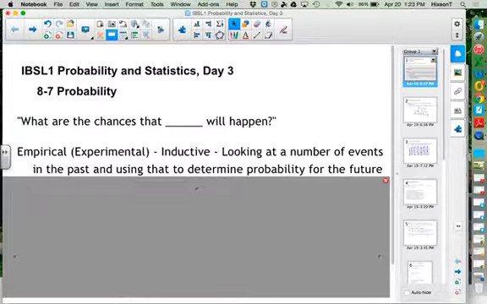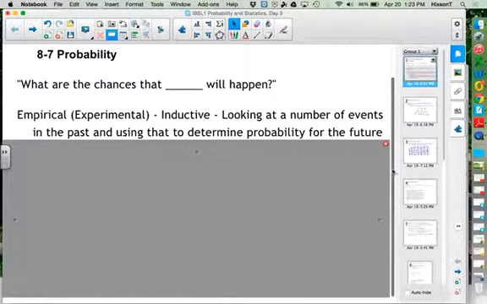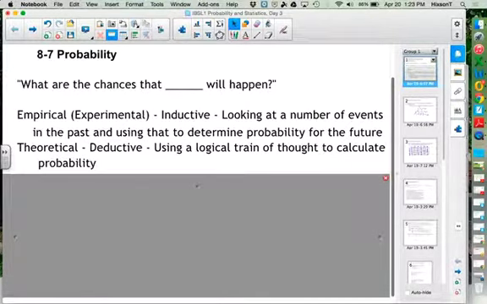Oh yeah. Anyways, we are going to be using a lot of another kind of probability, and that's what's known as theoretical. Theoretical probability is more of a deductive approach. Okay? Inductive means we're taking a lot of data from the past and coming to a conclusion that we're going to try to project onto the future. Here, we're starting with certain given information, and we're trying to then apply it, okay, and be deductive. We're using a logical train of thought to calculate a probability.